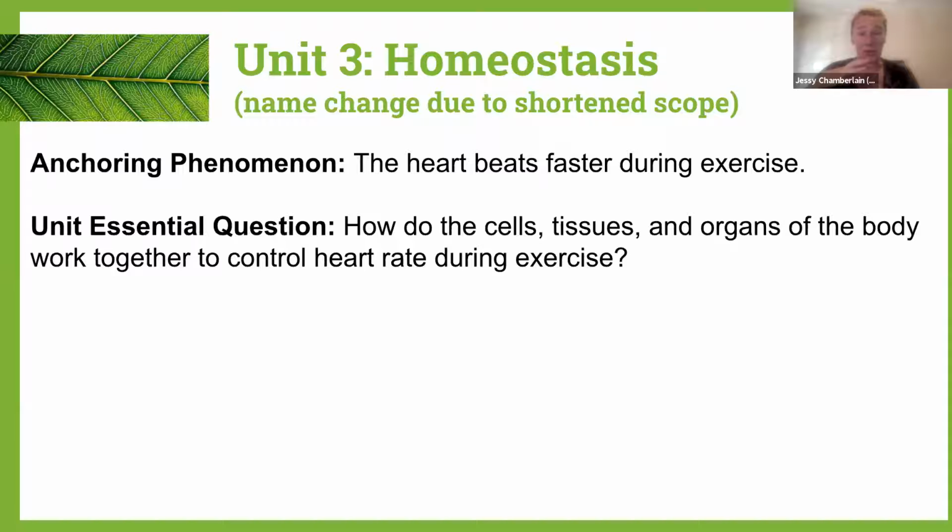So we're going to talk about mitosis in terms of cancer, right? Because in Unit 4, we do that big cancer and epigenetics system. So we're just trying to condense and tighten things up. So we decided to talk about mitosis then, instead of here in homeostasis. So this is our mini unit, right? Our anchoring phenomenon is still the same. The heart beats faster during exercise. Okay, and then our unit essential question is still, how do the cells, tissues, and organs of the body work together to control heart rate?